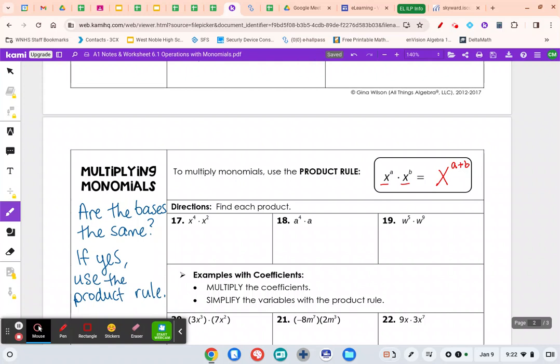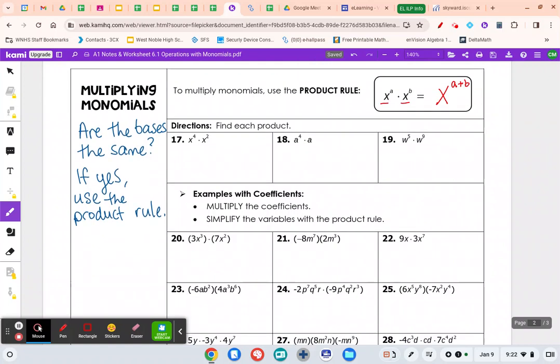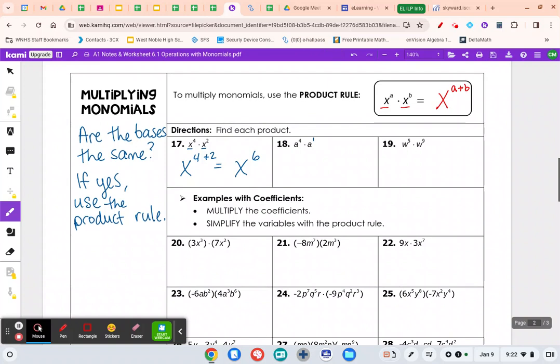Okay, so think through these ones with me. Because these two x bases are the same, the product rule tells us to add our exponents. So this is x to the sixth. And notice we are multiplying now, not adding. So our exponents, they don't have to be alike this time.